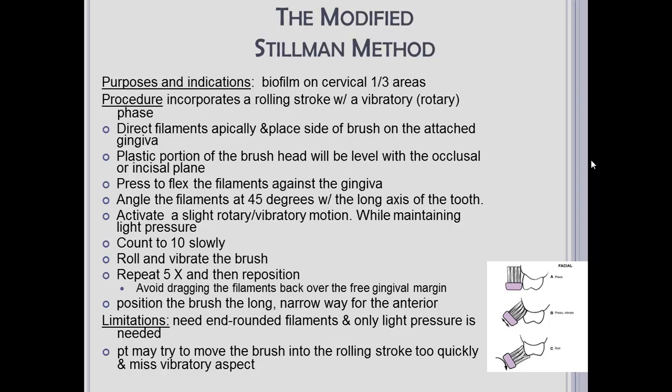Then you count to 10, and then you continue with the roll and vibrate the brush, and then you finish off the whole tooth. And then you repeat 5 times and then reposition. Okay? You want to make sure that, again, you have end-rounded filaments and that the pressure is light. Okay, so patients may try to move the brush into the rolling stroke too quickly and miss that vibratory action on the cervical third.